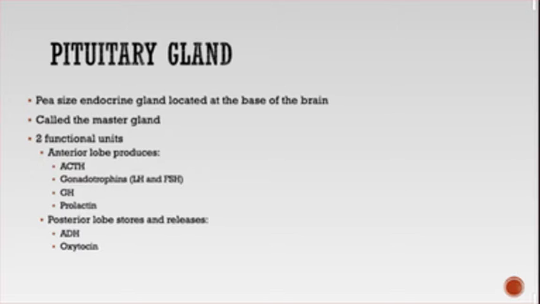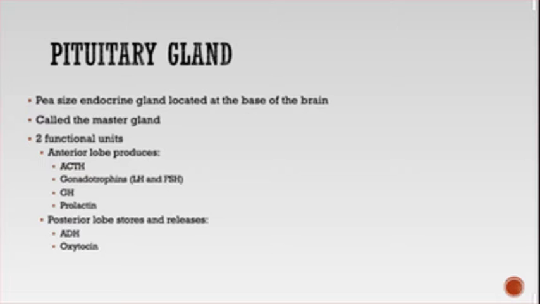The pituitary gland is a pea-sized endocrine gland, and it is located at the base of the brain. They call it the master gland because its hormones control the function of many target glands and cells. And it has two functional units, the anterior lobe and the posterior lobe.